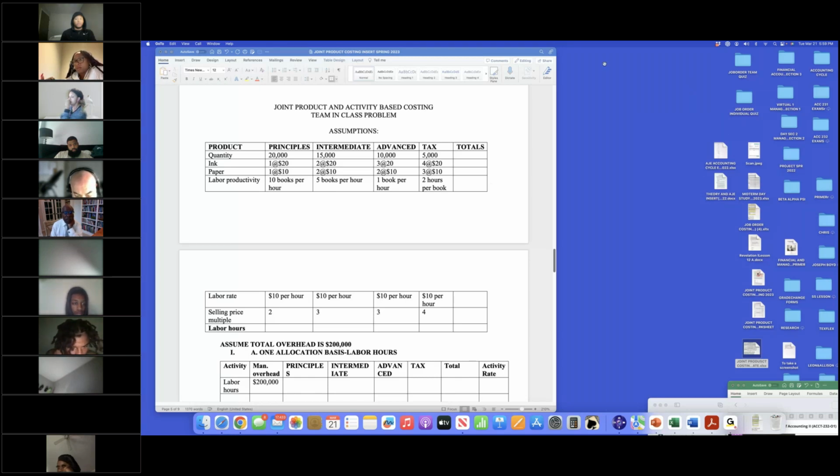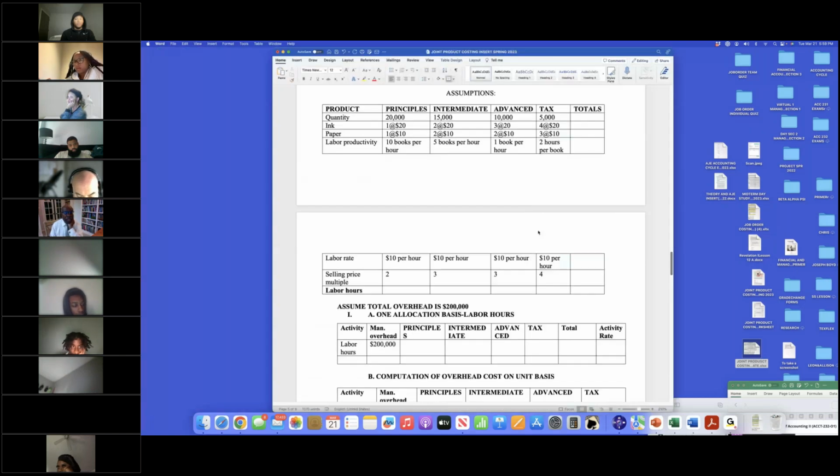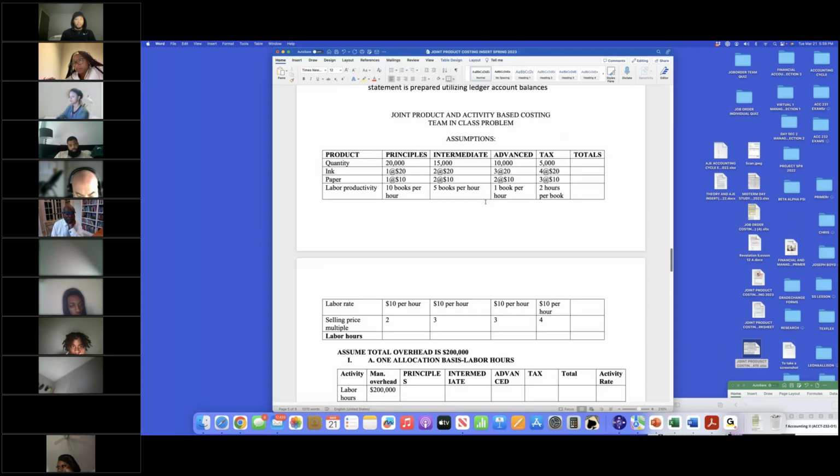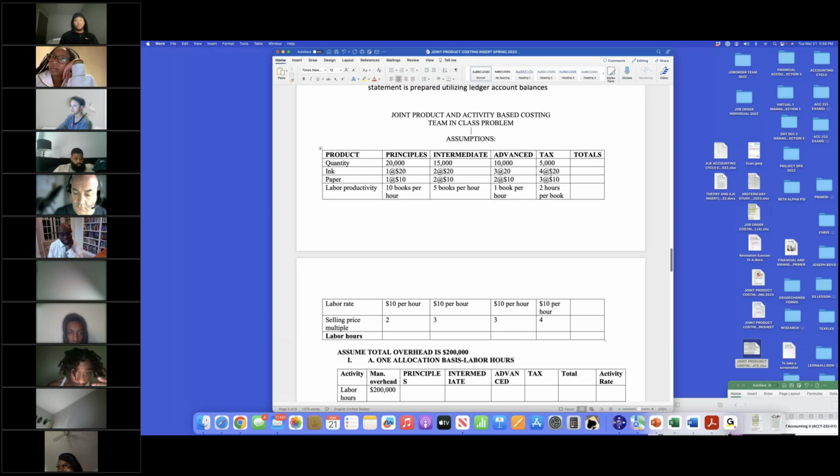Okay, so hopefully you can pull this up. I'm sorry I didn't get there earlier. Each book has its assumptions. The quantity that's going to be made is the first thing up here. Then it has the ink, the paper, the labor productivity, the labor rate, then the selling price multiple. That's what you've been working with all the time. It's just that on this in-class problem and on your quiz on Thursday, everybody got a book and you're merging it together, okay?